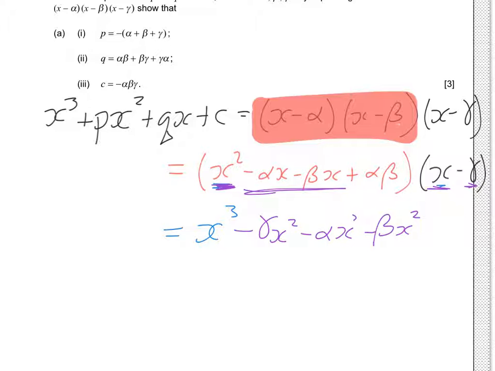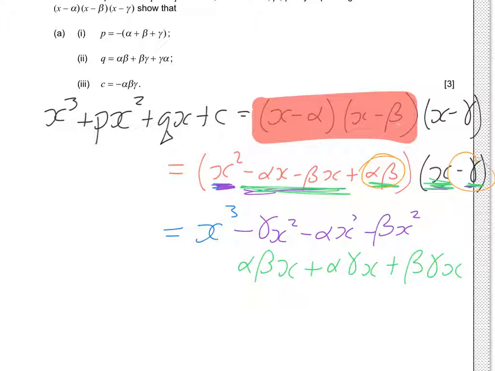Let's have a look at a different bit. So how do we get x terms? Well, we get x terms in two ways, from alpha beta multiplied by x, so that's positive alpha beta x, and also from these terms multiplied by minus gamma, which gives me positive alpha gamma x and positive beta gamma x. And then constant terms. Where do constant terms come from? Well, only one place. They come from multiplying this by this, which gives me minus alpha beta gamma.